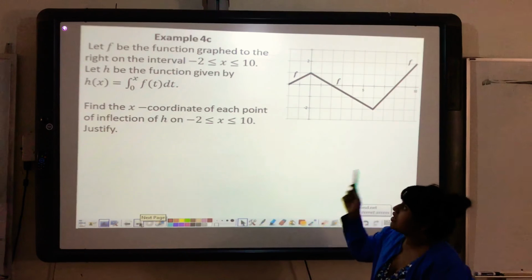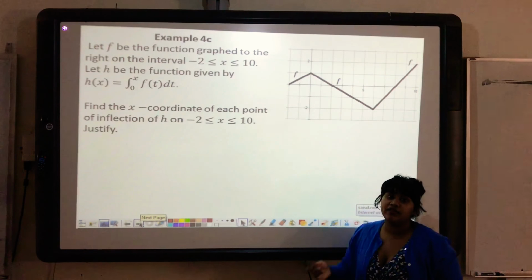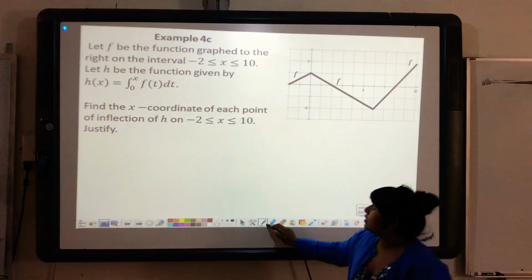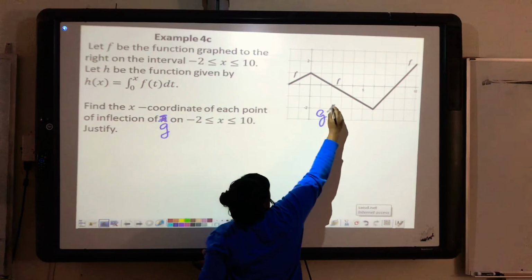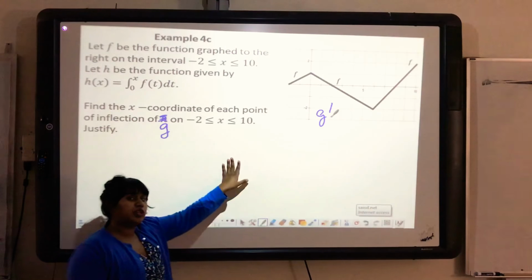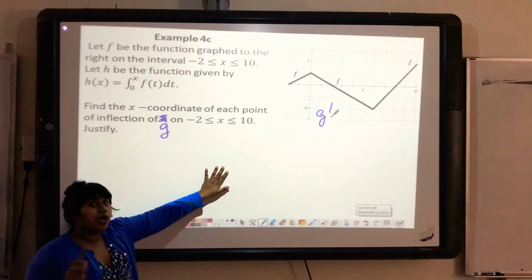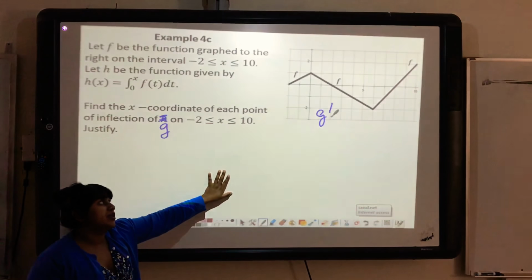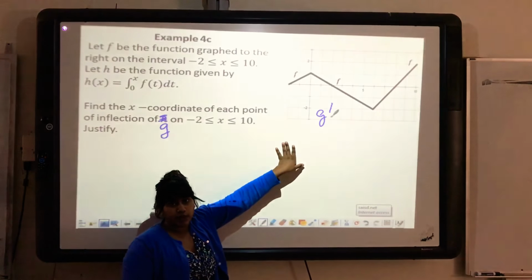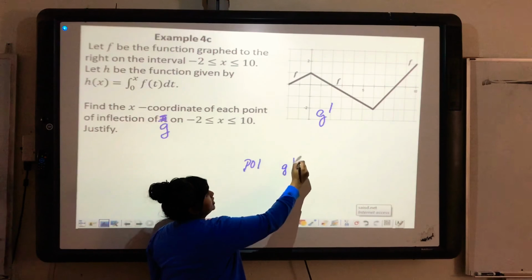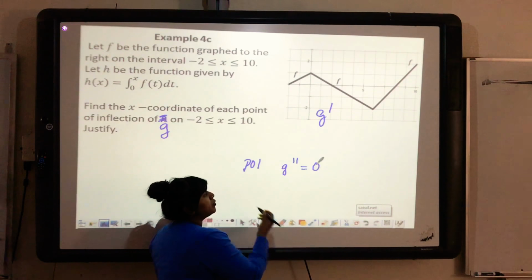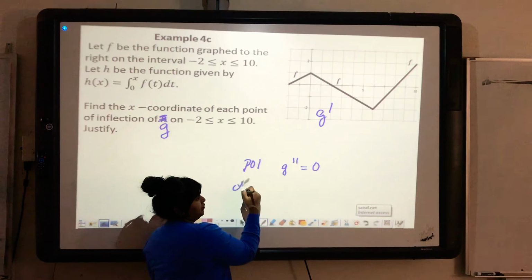Our next question says, find the x-coordinate of each point of inflection of h. And again, we know this is actually g, and this is g prime. Well, in our little chart that we filled out earlier, we didn't talk about how points of inflection are related to g prime. So let's talk about it really quick. We know that points of inflection are where g double prime equals 0. But what do we know a point of inflection is? It's a change in concavity.